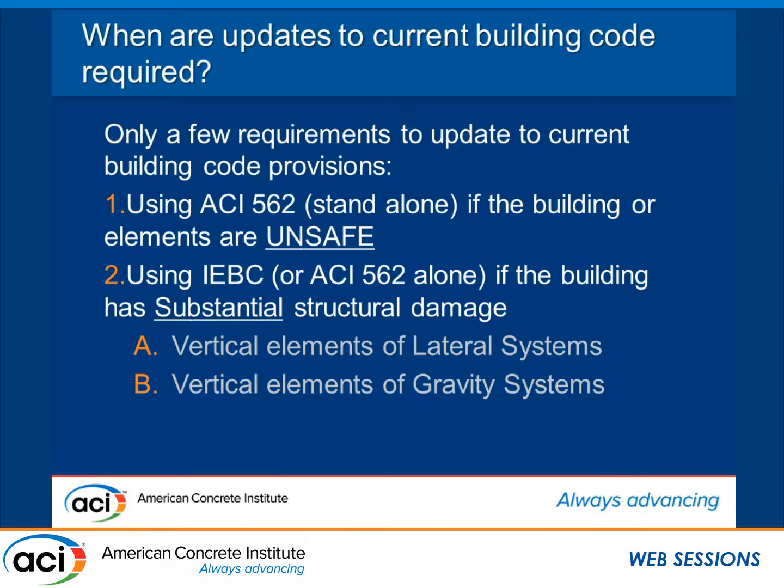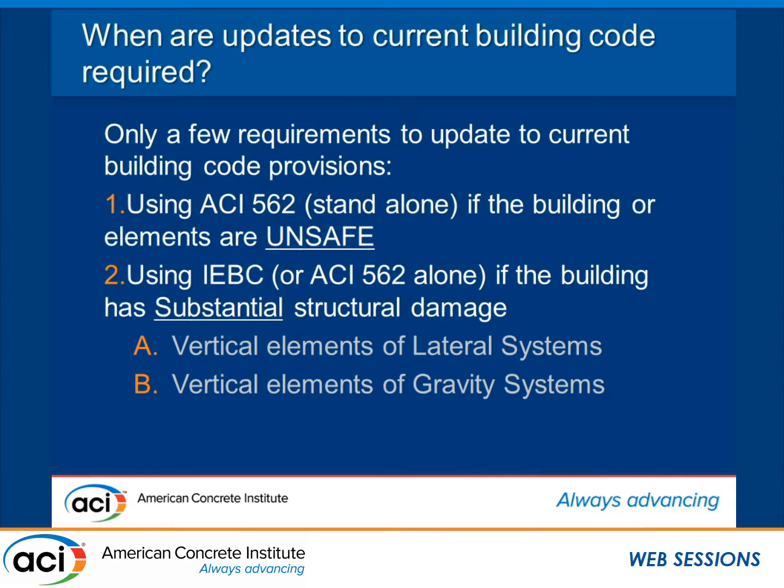There's only a few times when you actually need to use current building code requirements or provisions in your evaluation, repair, and rehabilitation of existing buildings. In the current document, 562 as a standalone code says that if a building or its elements, members, are unsafe, then you need to use the current code provisions to repair those elements.